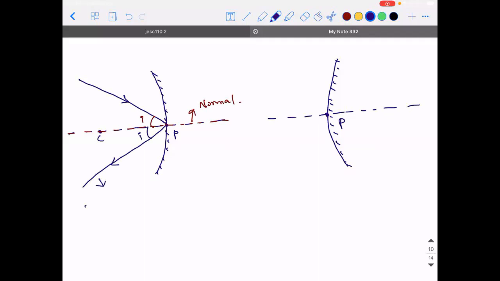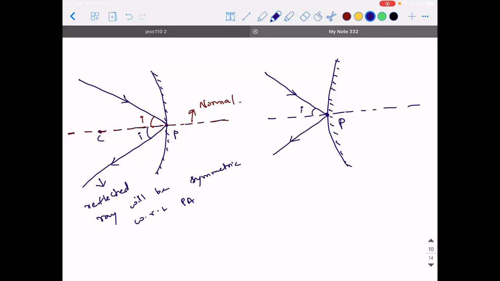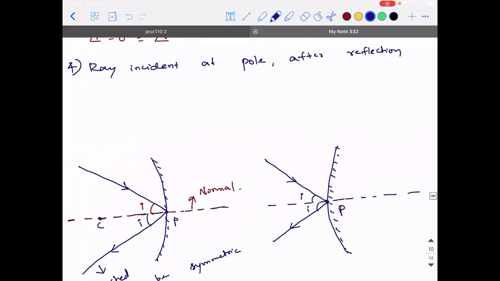Means the reflected ray will be symmetric with respect to the principal axis. So same is the case here also. If I take this, then this angle of incidence, then this will be the reflected ray, and the reflected ray will have the same angle as the angle of incidence. After reflection, it will pass symmetric with respect to the principal axis.